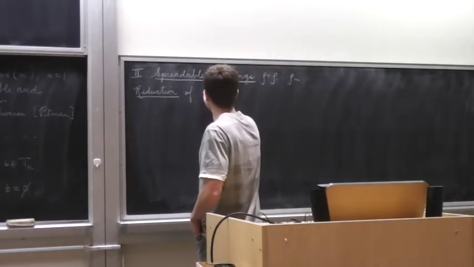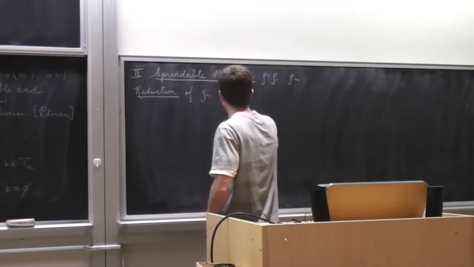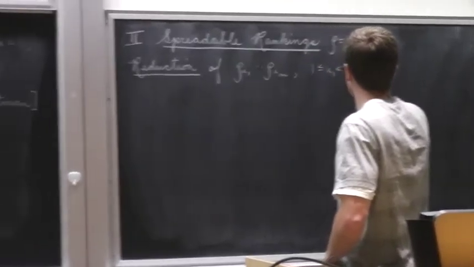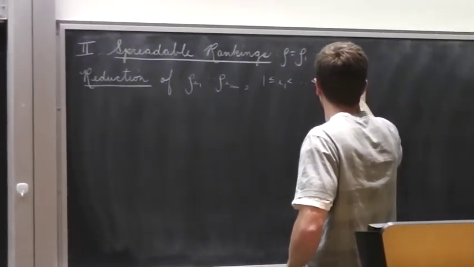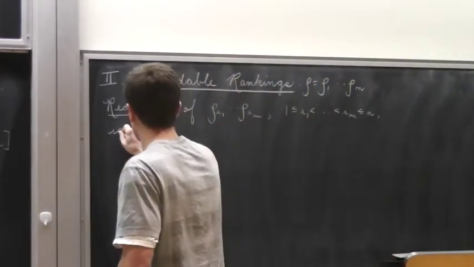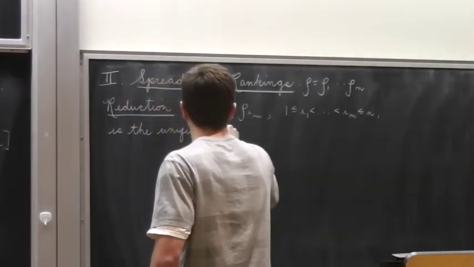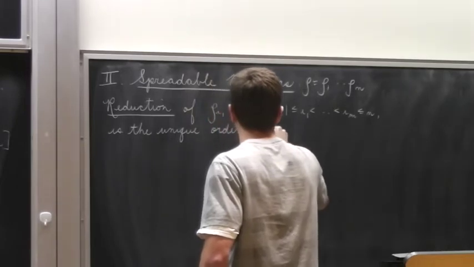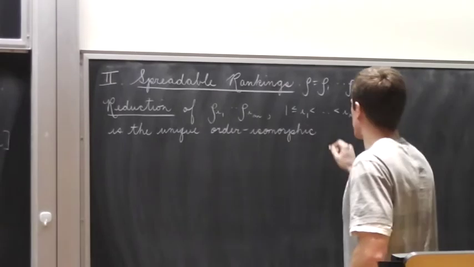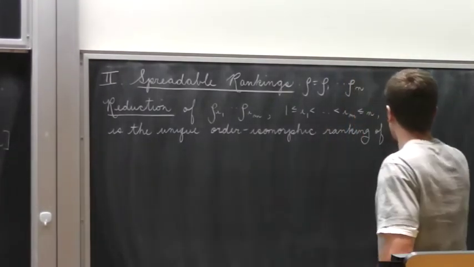And the reduction of some subsequence, so if I take any subsequence of length m, so m is less than n, then I define the reduction to be the unique order isomorphic ranking of the set of size m.